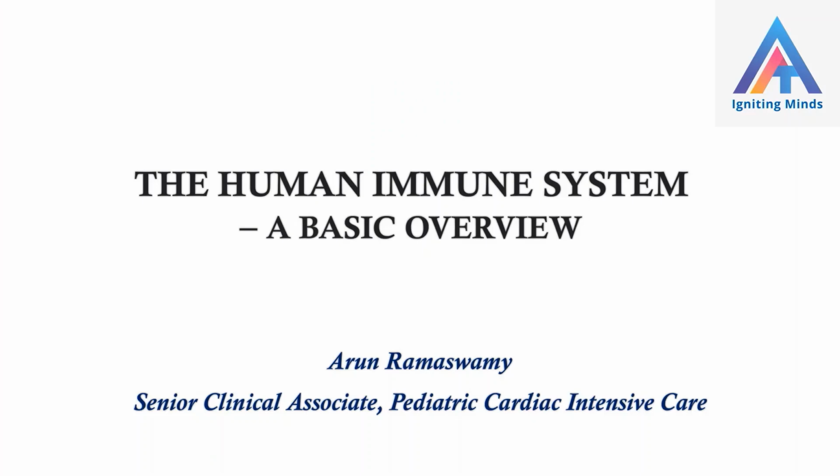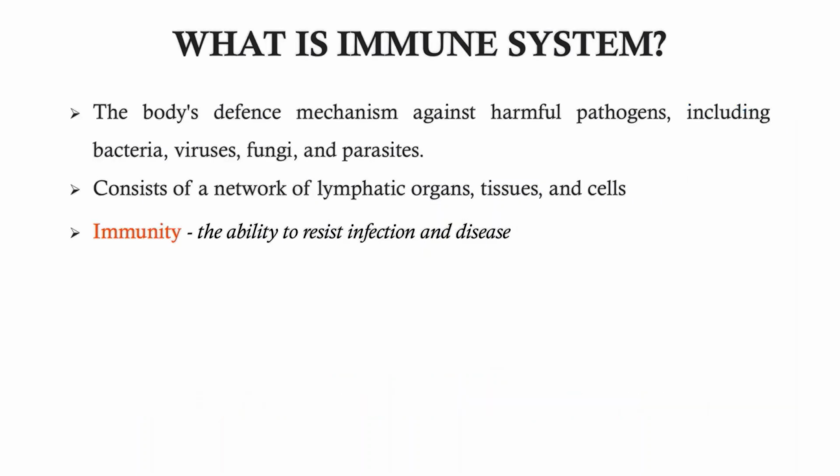This video is a basic overview of the human immune system. I am Arun, a senior clinical associate in the pediatric cardiac intensive care. What is the immune system? The immune system is the body's defense mechanism against harmful pathogens including bacteria, viruses, fungi and parasites. It consists of a network of lymphatic organs, tissues and cells. Immunity is the ability to resist infection and disease.